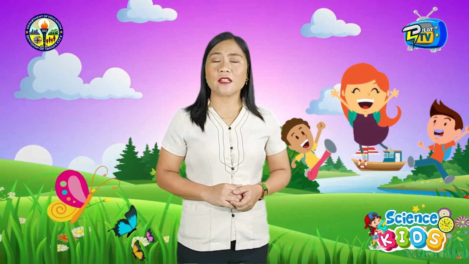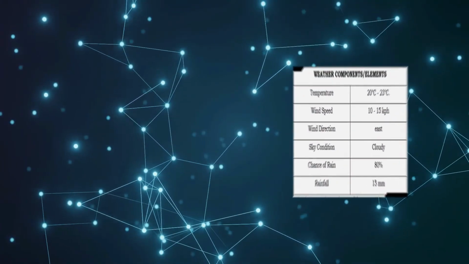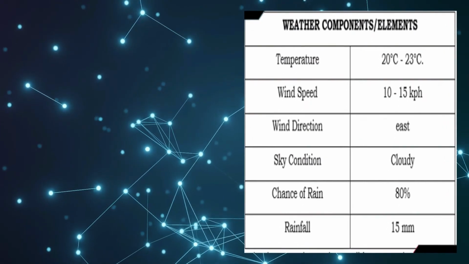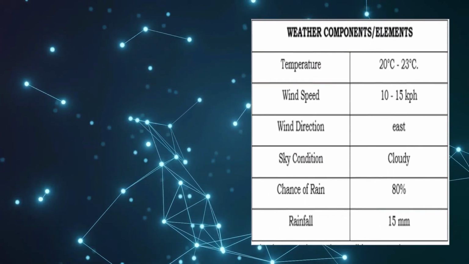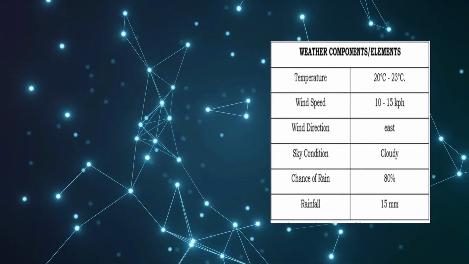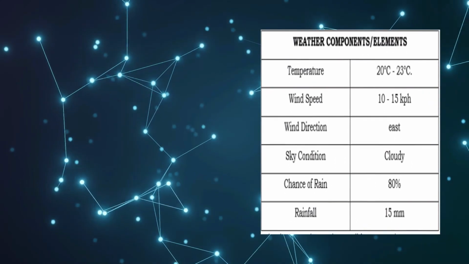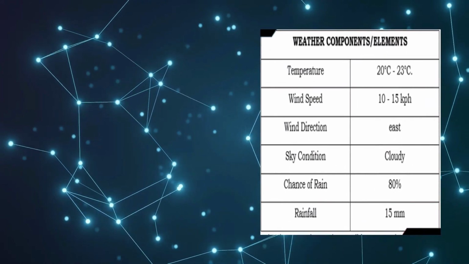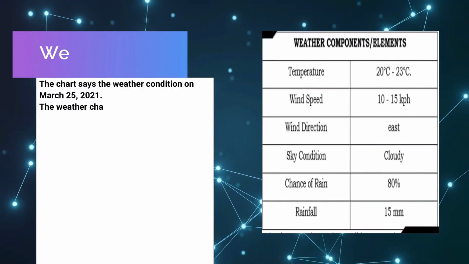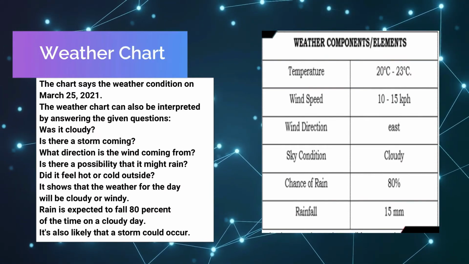Let us understand and study the chart. Temperature 20 degrees Celsius to 23 degrees Celsius. Wind speed 10 to 15 kilometers per hour. Wind direction east. Sky condition cloudy. Chance of rain 80%. Rainfall 15 millimeters. The chart says the weather condition on March 25, 2021.